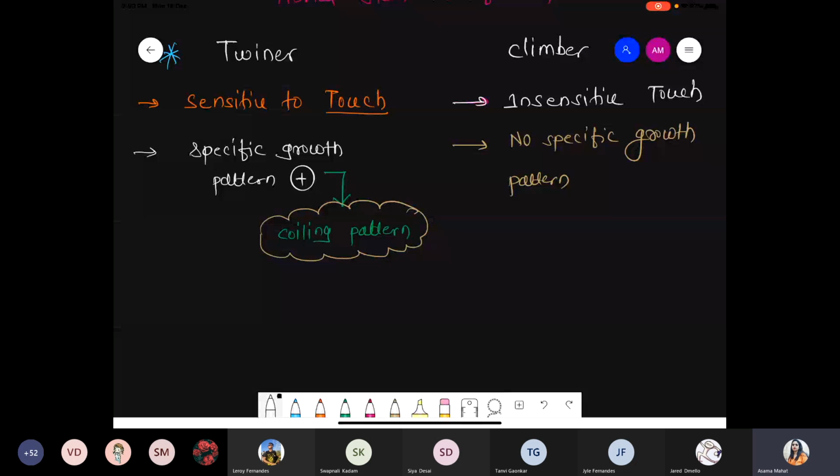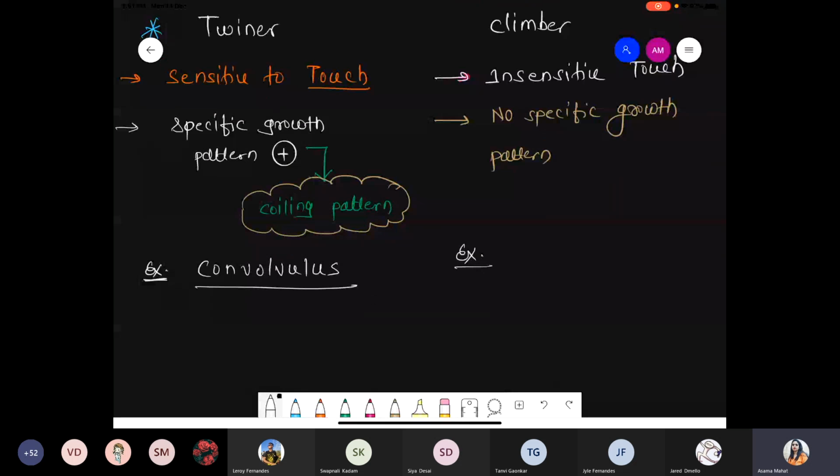ठीक है, चलो. So next point, write down one example. We are taking only one example, that is convolvulus, which comes under the category of twinner. And the climber के लिए हमारे पास बहुत सारे example है. You can select any tendril-like structure, that is cucurbits, because cucurbit has the tendril.